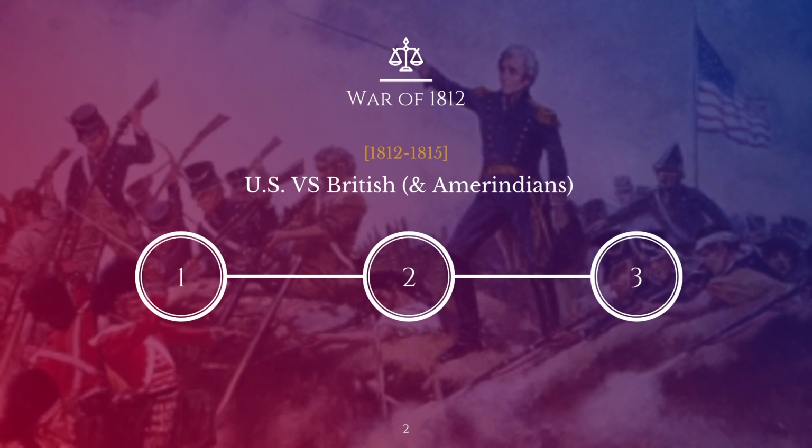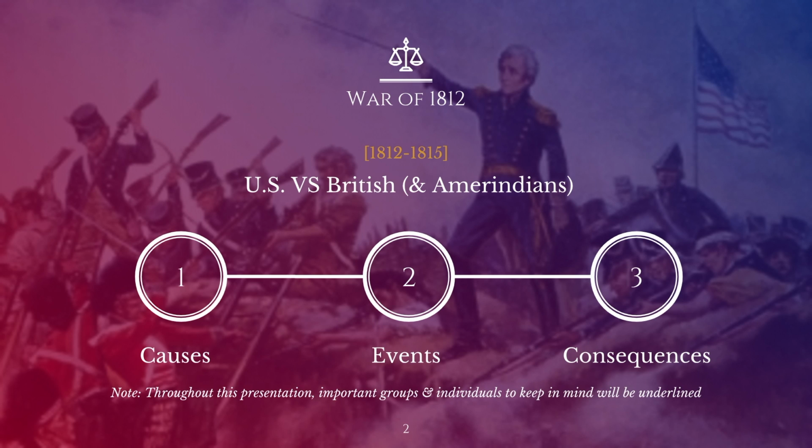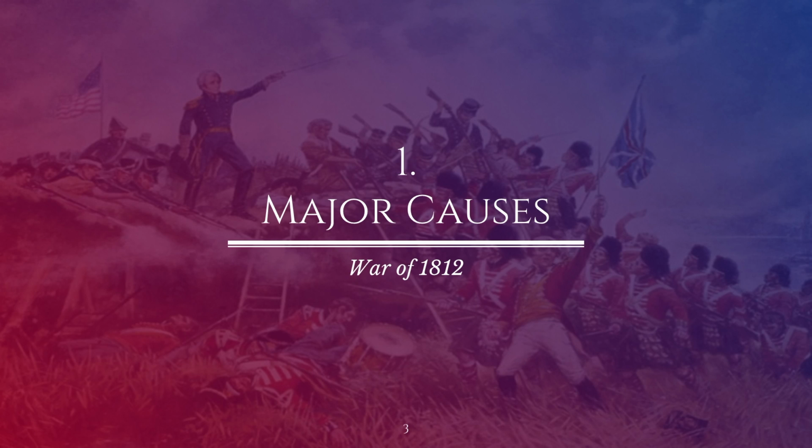So basically the way this presentation will be organized is, first we will discuss some of the major causes of the war, then we will get into the actual events that occurred during the war, and lastly, and probably more importantly, we will discuss the consequences that occurred because of the war. Just to keep in mind, throughout this presentation, important groups and individuals will be underlined. So first, let's get into the major causes of the War of 1812.